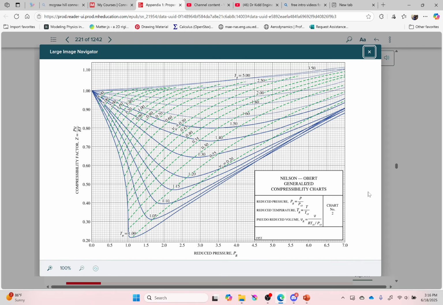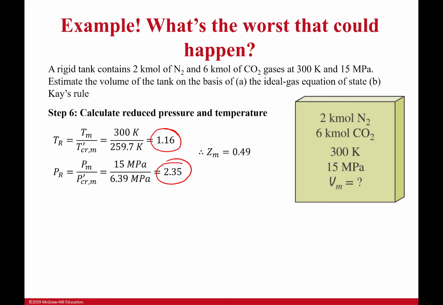Okay, so here we are. So I had a reduced pressure of 2.35, which is somewhere around here, and a reduced temperature of about 1.16. So I'm going to go up, I'm going to just barely pass this, and I'm going to go over, and I get somewhere around like 0.47, 0.46 for my compressibility. So I went up, I went over, and I got my value. How close is that? Well, let's see. Pretty close, considering I was just eyeballing it.